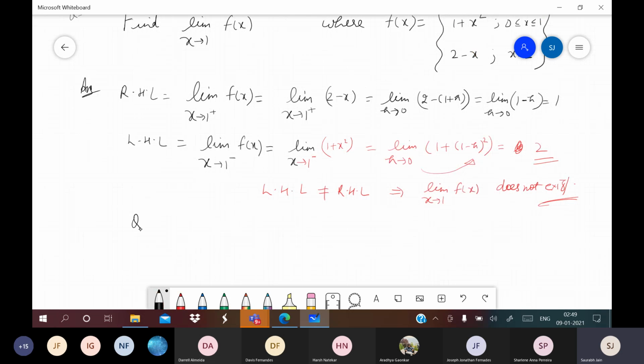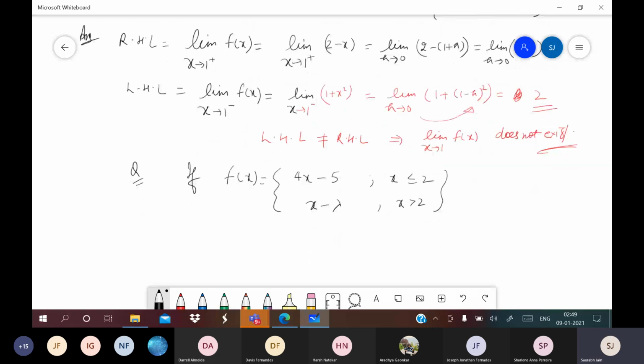So solve one question based on this above concept. If f(x) equals 4x minus 5 where x is less than or equal to 2, and x minus lambda if x is greater than 2, then find lambda if limit x tends to 2 of f(x) exists. This is the question.